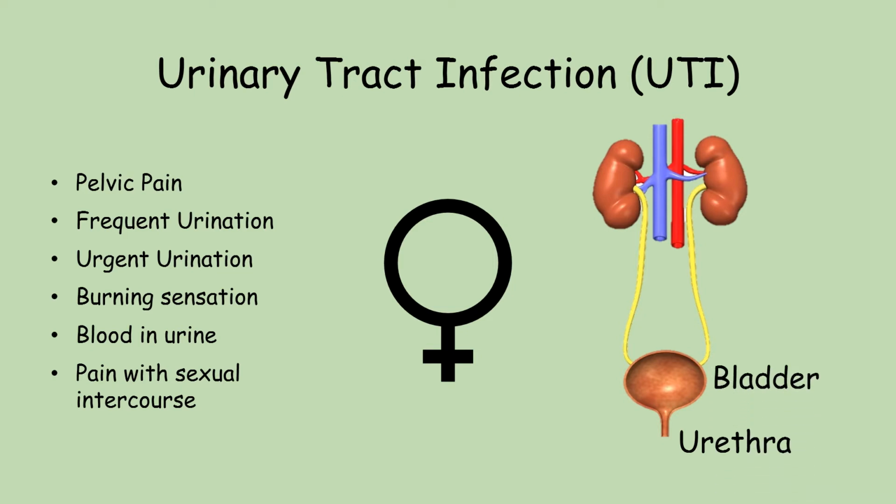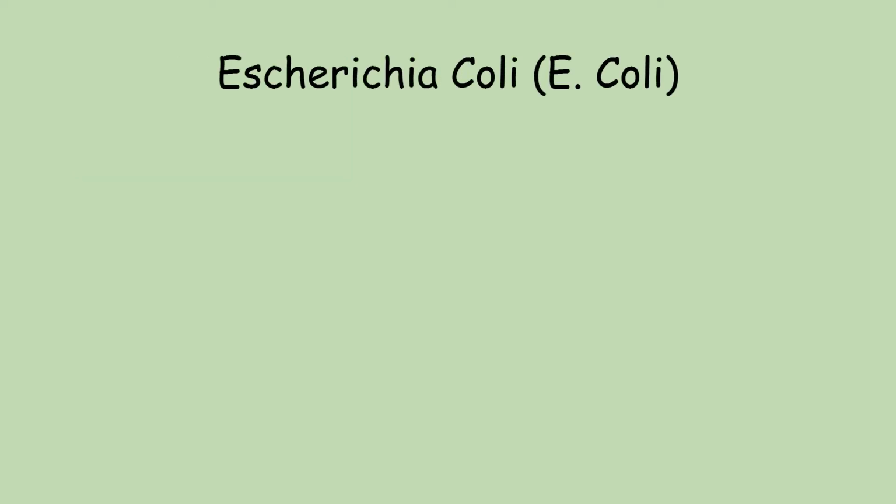UTIs have 4 categories: ABU, in which the bacteria are only present in the urine and cause no symptoms; cystitis, in which bacteria have reached the bladder; pyelonephritis, when bacteria are found in the kidneys; and urosepsis, in which bacteria are found in the blood. Escherichia coli is the cause of more than 80% of all UTIs.